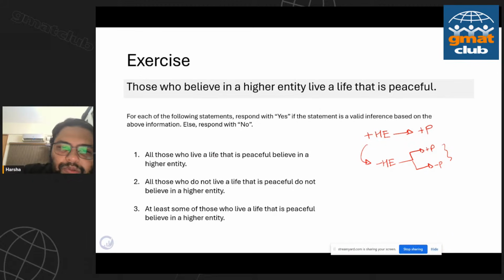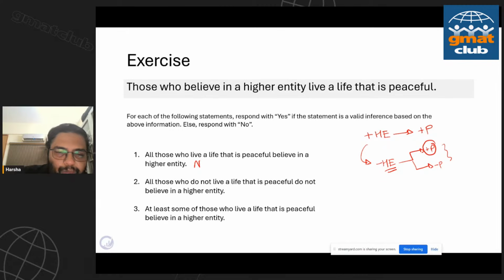So, all those who live a life that is peaceful believe in a higher entity. Actually, the answer to this should be no. I'm happy a lot of you chose this because there might absolutely be people who live a life that is peaceful but do not believe in a higher entity. Make sense? So no is the correct answer. I am happy to see nobody went wrong in this one.